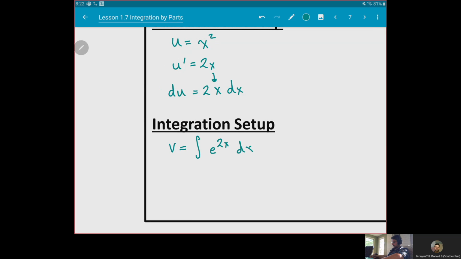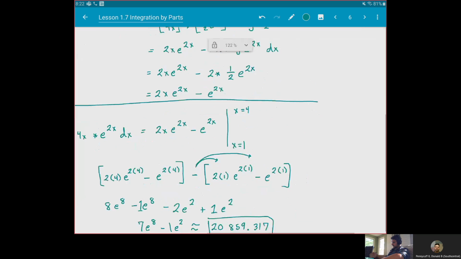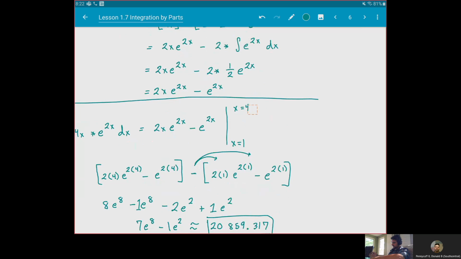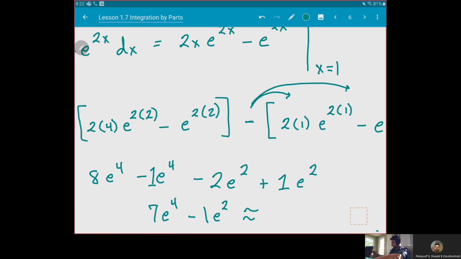All right. Oh, I know what I did on this one. I put a 4 right there instead of a 2. That should be a 2. I messed that up. I just noticed that should be a 2 right there. That makes all the difference in the world, and that 20,000 completely goes away. And that's 7 times e raised to the 4th minus 1 e to the 2nd. And that's a lot better.